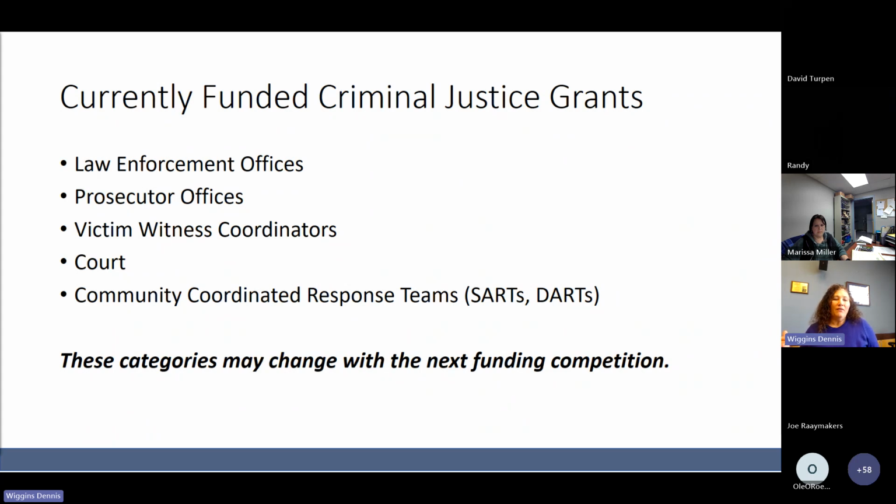So we have a law enforcement grant, we have prosecutor grants, victim witness coordinators. We fund one court grant, and we have community coordinated response teams. We call these the CCR grants. And those are SARTs and DARTs, which are sexual assault response team, domestic assault response team.